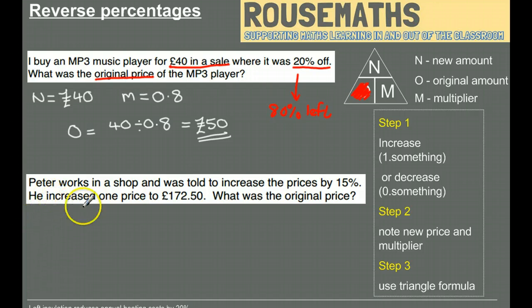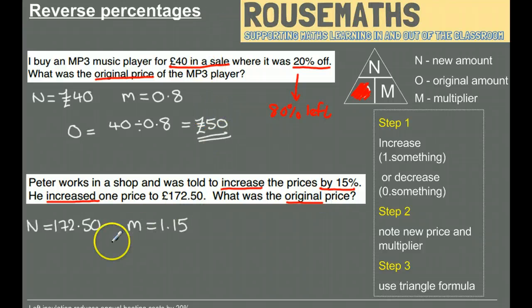Hopefully you're now back after trying out this question, and let's see what we get on with. So, key bits of information. Peter works in the shop and was told to increase by 15%. So the first thing you can find is that the multiplier is 1.15, representing a 15% increase. He increased one price to £172.50, so that means our new price is £172.50, and we're asked to find the original, hence giving away it's a reverse percentage problem.